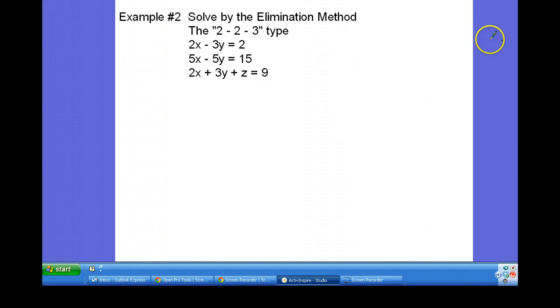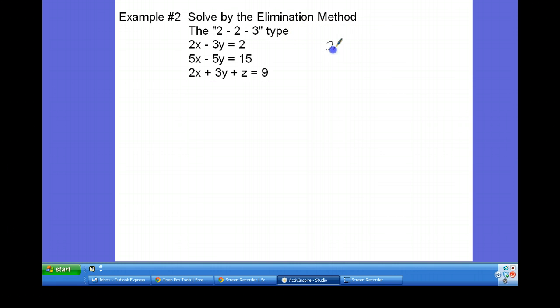Solve by the elimination method, and this is the type 2, 2, 3. That describes the system and the equations. This first one has two variables of our three, the second one has two variables of our three, and the third one has all three. So what we want to do for starters is to take the two variable equations and create a 1. So we're going to change the 2, 2, 3 into a 1, 2, 3 basically.